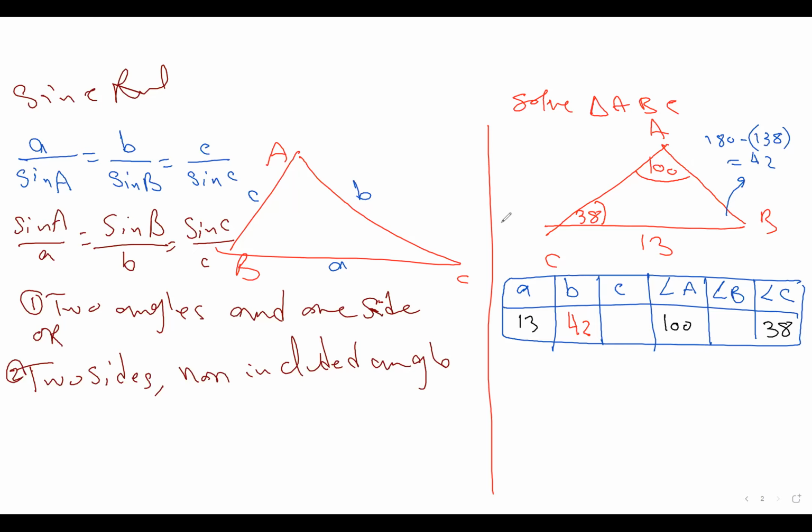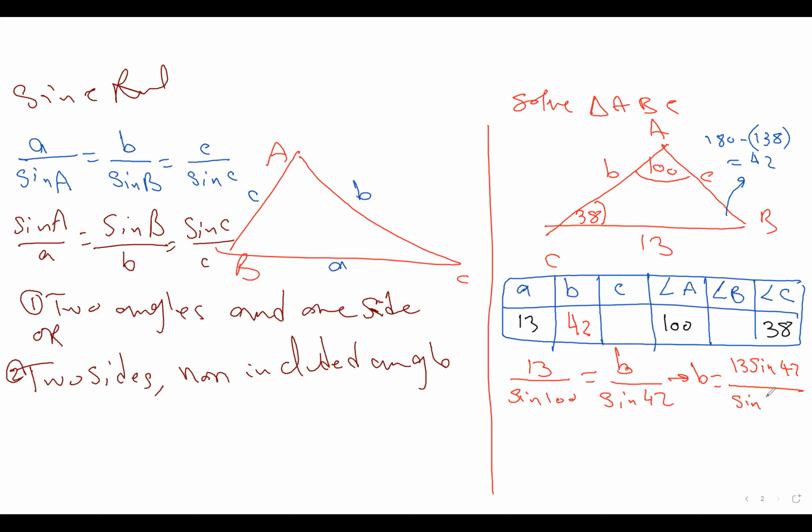You can find any one of them. Already A is 13, so A, which is 13, over sine A, which is sine 100, equals B, which is AC. B means AC. This is B and this is C. Okay, B over sine 42. So B will be 13 sine 42 divided by sine 100.